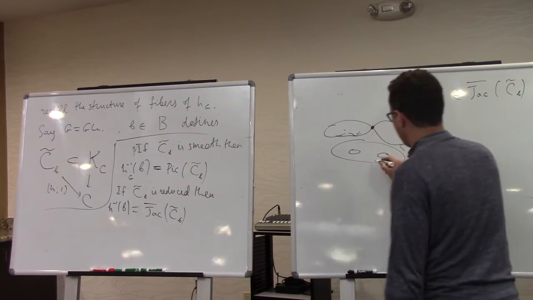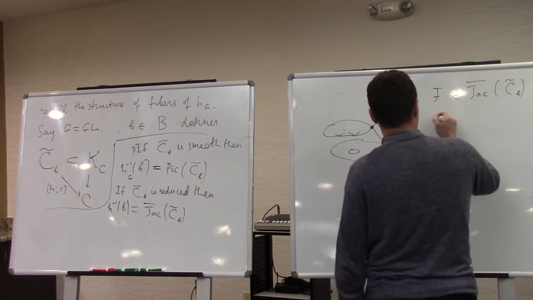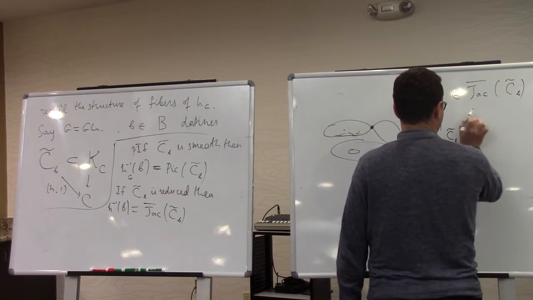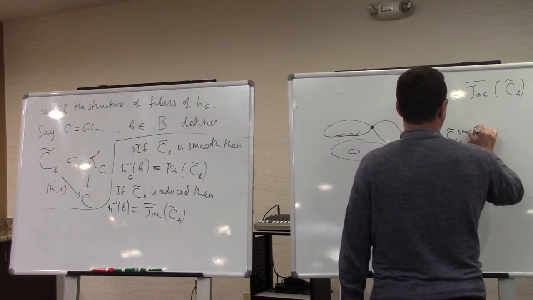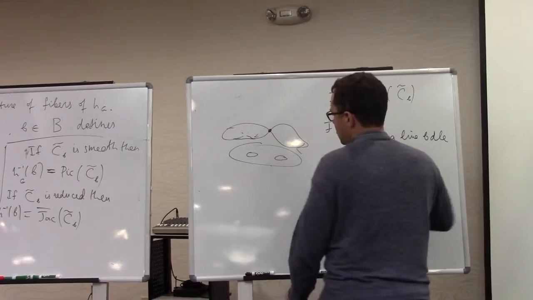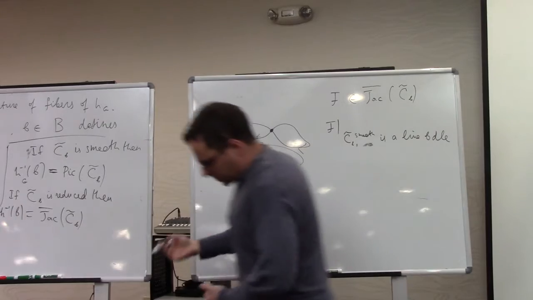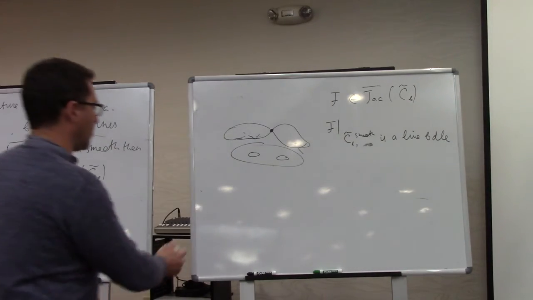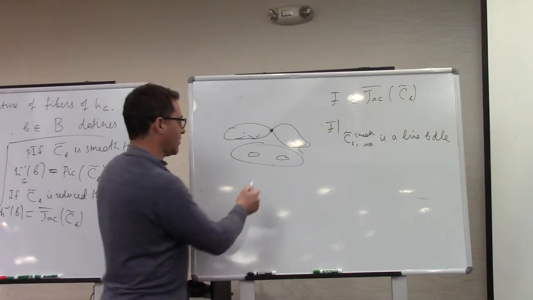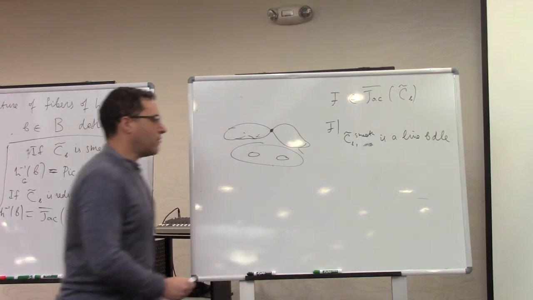So let's do the following. F restricted to the smooth part of C tilde b is of course a line bundle. But if I'm given a line bundle on the smooth part, and I want to extend it to a torsion free sheaf, then I should give some local data at the singularity, and this data amounts to a lattice which is invariant under the action of the functions.